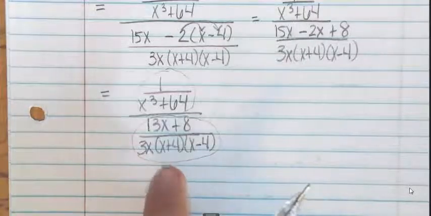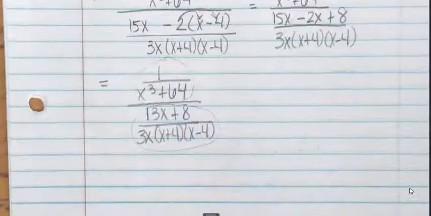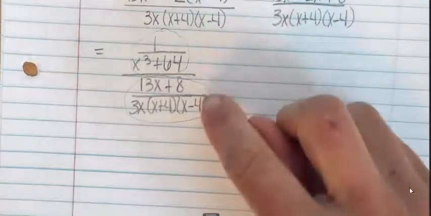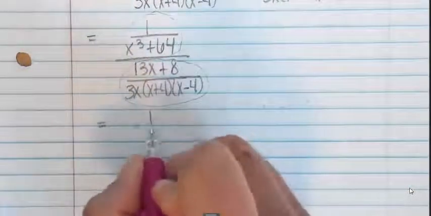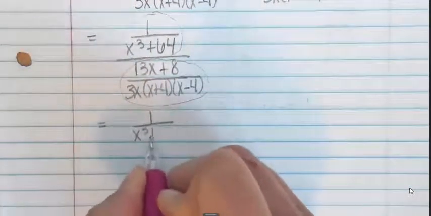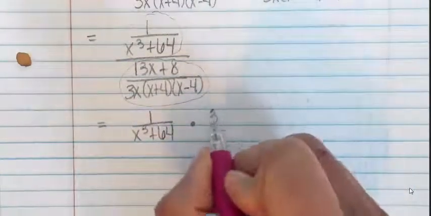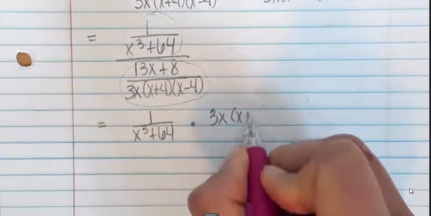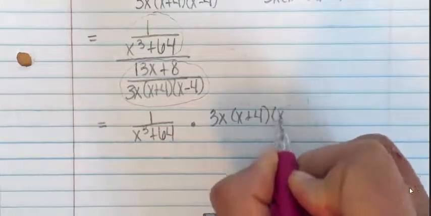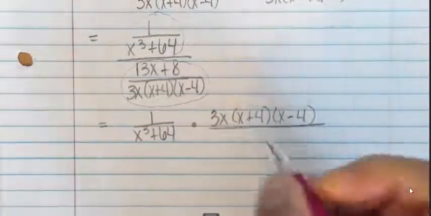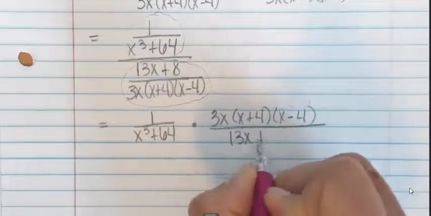So really, instead of having it written this way, I'm going to turn this into a multiplication problem, where I now multiply by the reciprocal of the denominator. Okay, so I have 1 over x cubed plus 64 times the reciprocal of the denominator, which is 3x times x plus 4 times x minus 4, all over 13x plus 8.